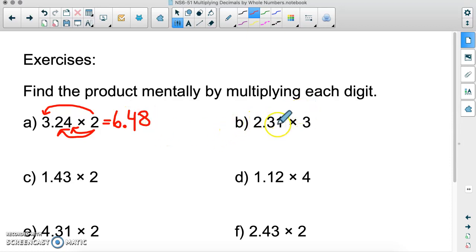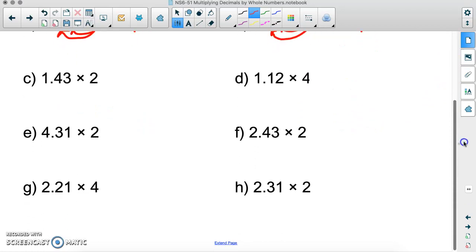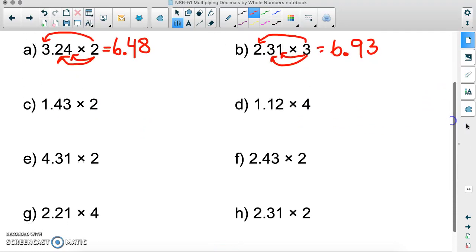Let's do B together as well. We have 2.31 times 3. So we're going to start by multiplying the 3 times the 2, which is 6. I'm going to put that decimal place right after the ones digit. 3 times 3 is 9, and then 3 times 1 is 3. I want you to complete C to H on your whiteboards for warm-up before you push play and continue on with your screencast.